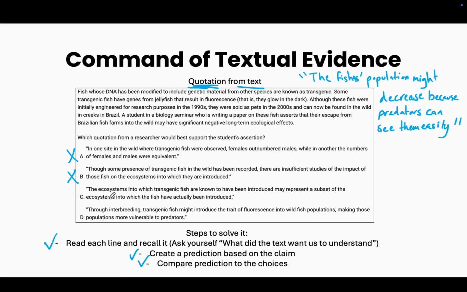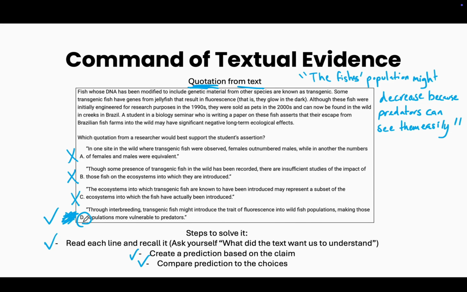Choice C. The ecosystems into which transgenic fish are known to have been introduced may represent a subset of the ecosystems into which the fish have actually been introduced. Again, like choice A, this is saying some random stuff and not talking about the things mentioned in the text. Also, this does not match our prediction. Choice D. Through interbreeding, transgenic fish might introduce the trait of fluorescence into wild fish populations, making those populations more vulnerable to predators. This is saying that the fish will slowly become more accessible for the predators to catch. And this matches our prediction and supports the claim or assertion. So choice D is correct.